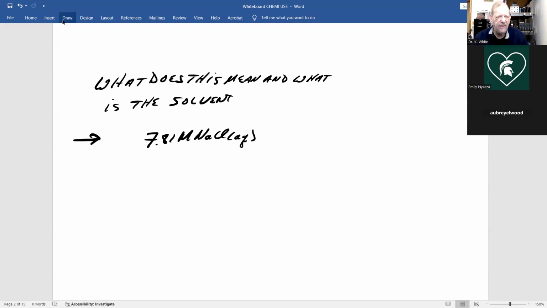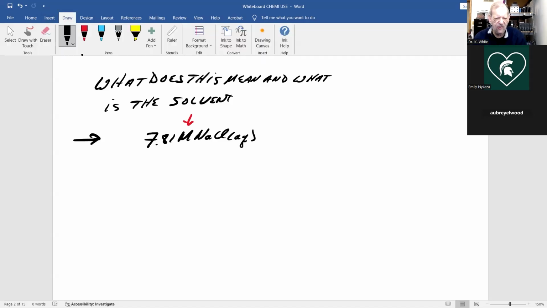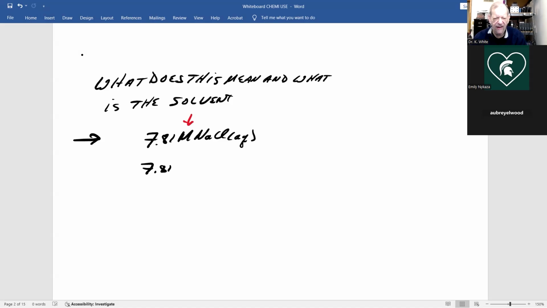Well, as soon as you see capital M, that tells you molarity. And therefore, I know that this is 7.81. And remember, that's moles. And here's the solute, NaCl per 1,000 milliliters. So what does this mean? As soon as you see the capital M between a number and a chemical formula, that's molarity. Moles of solute, in this case 7.81 moles of sodium chloride per 1,000 milliliters.